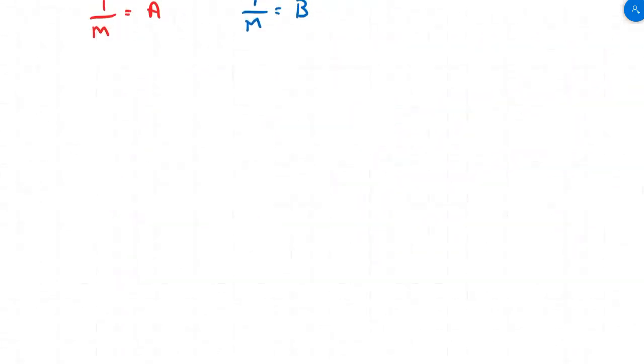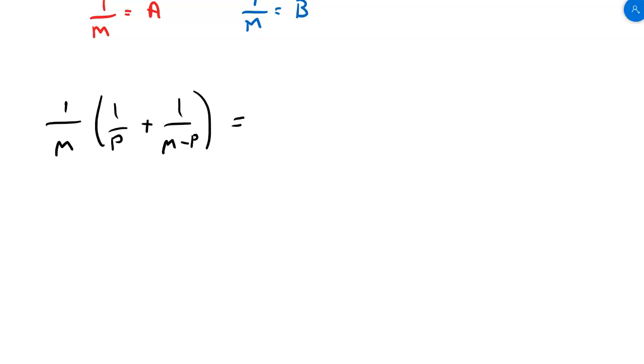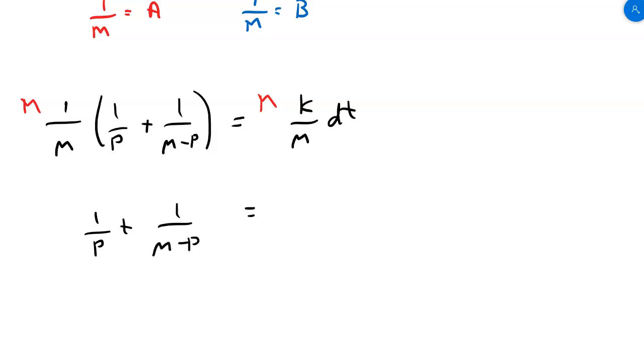So we said the left-hand side became 1 over m times 1 over p plus 1 over m minus p. The right-hand side became k over m dt. Well, right away, let's multiply both sides by m. Right, so we'll multiply that side by m, we'll multiply that side by m, and I end up with 1 over p plus 1 over m minus p equals k dt. Okay?